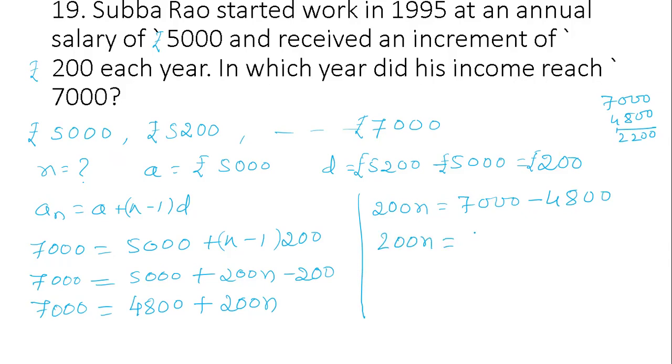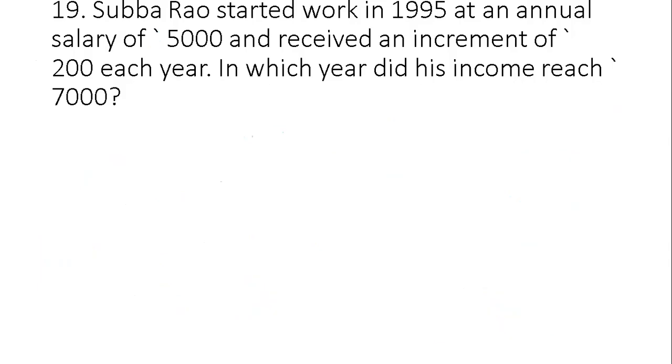200n is equal to 2,200. N is equal to 2,200 divided by 200. This 0 cancels. 2 ones are 2. N is equal to 11. In the 11th year, his salary is 7,000. This is the right answer. N is equal to 11.